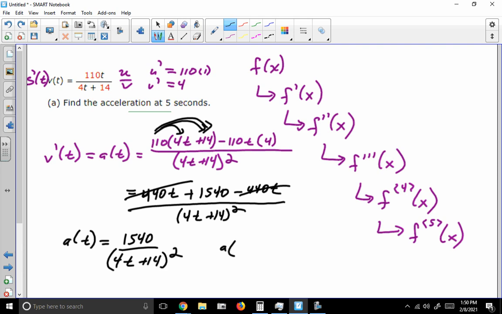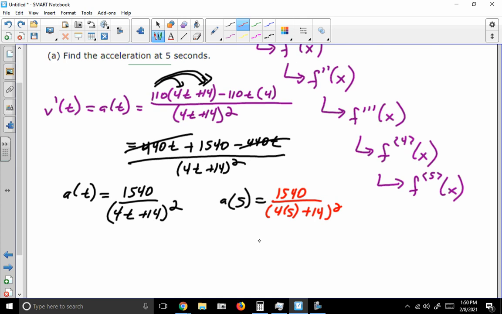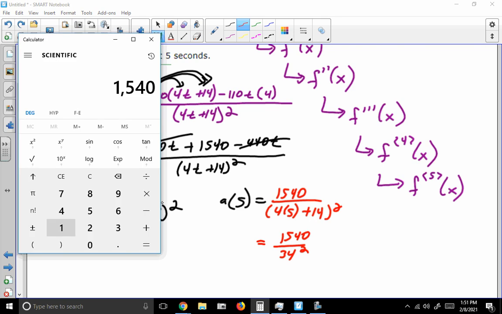So if we need to know the acceleration at 5 seconds, we substitute a 5 in. So 1540 over (4 times 5 plus 14) squared. So that's 20 plus 14, so 34 squared on bottom. And we can get that as an approximation, or as a decimal. So 1540 divided by 34 squared is about 1.33.